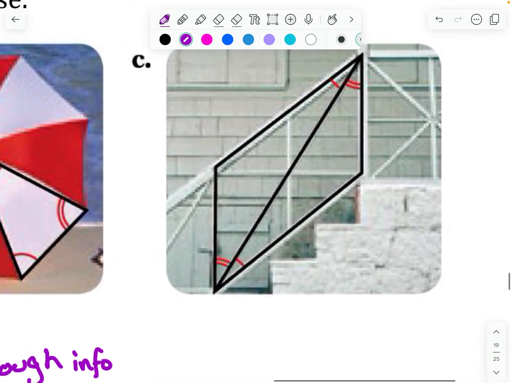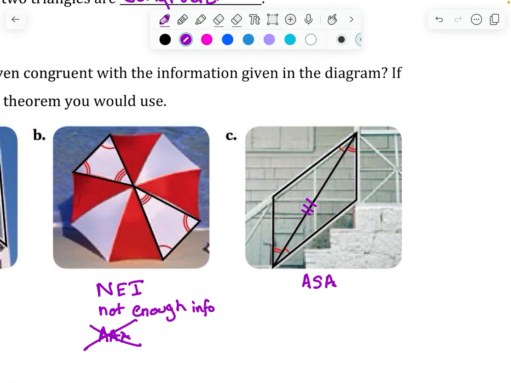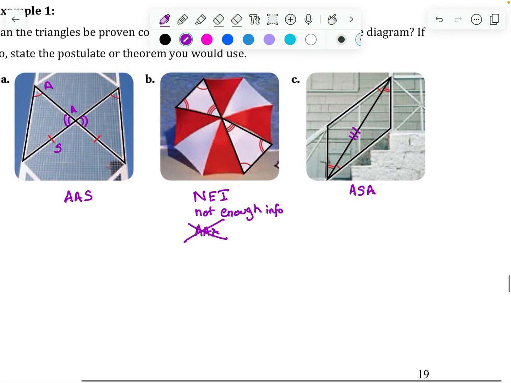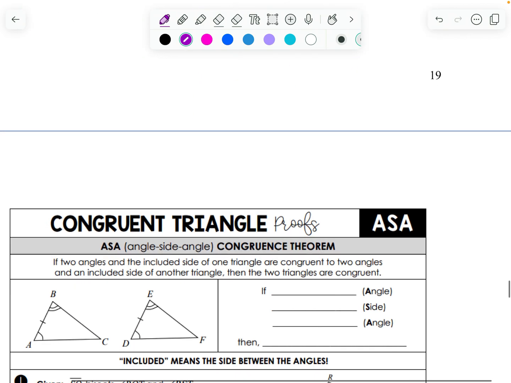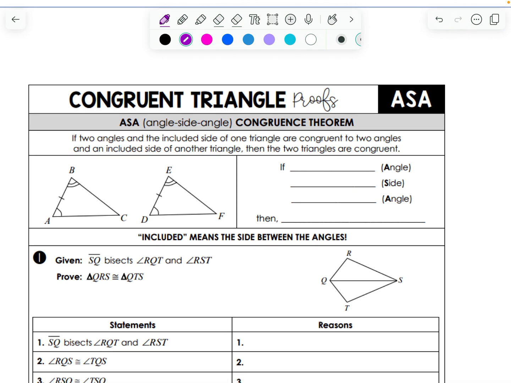Okay, next one. We have an angle. We can add the shared side. We saw that last class. So we end up having angle, side, angle. And we can say that those are congruent by angle, side, angle. Okay, let's see some examples of angle, side, angle proofs.